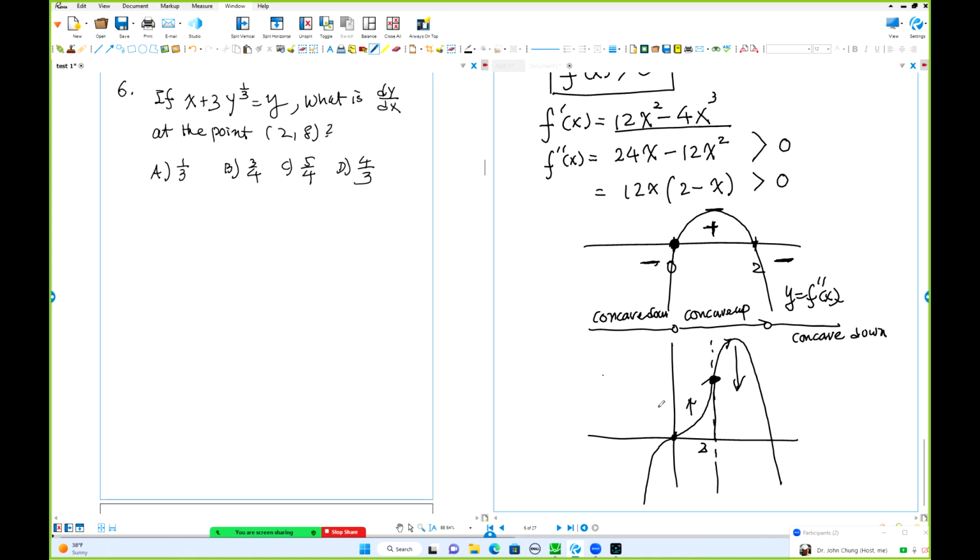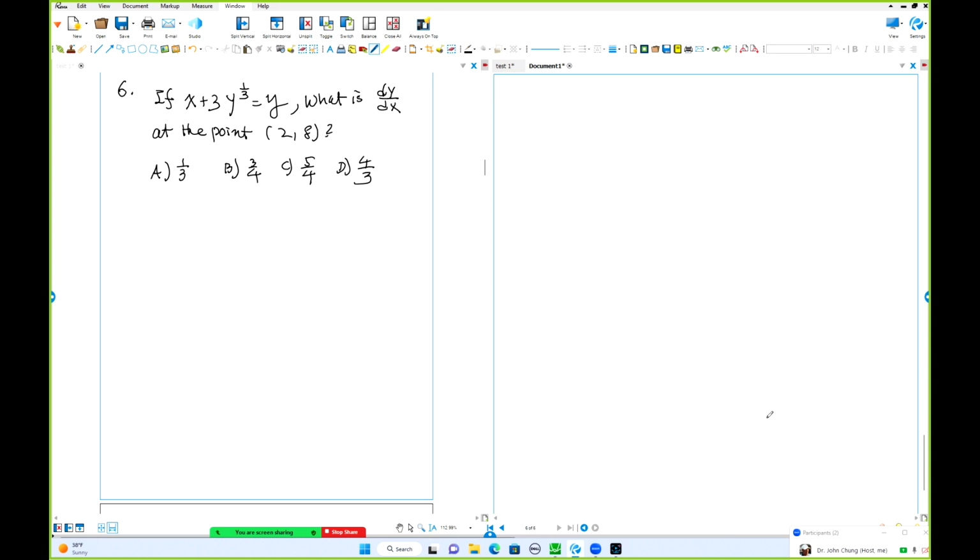Now let's try number 6. x plus 3y to the 1/3 equals y. Okay, so this is a mixture of x and y. What is dy/dx? You're going to find dy/dx at the point 2 and 8. And definitely we need to use implicit differentiation, right?